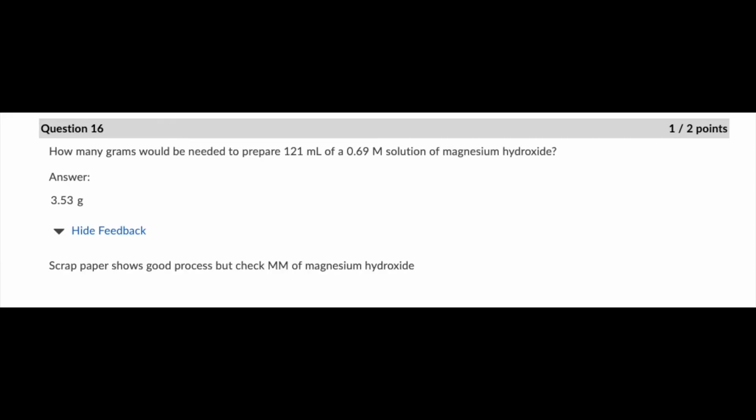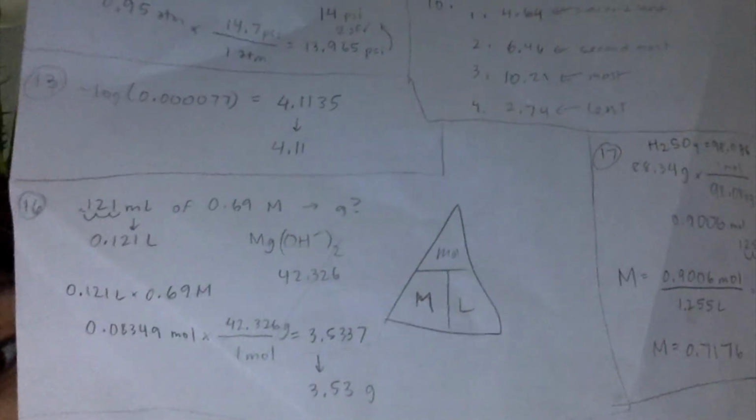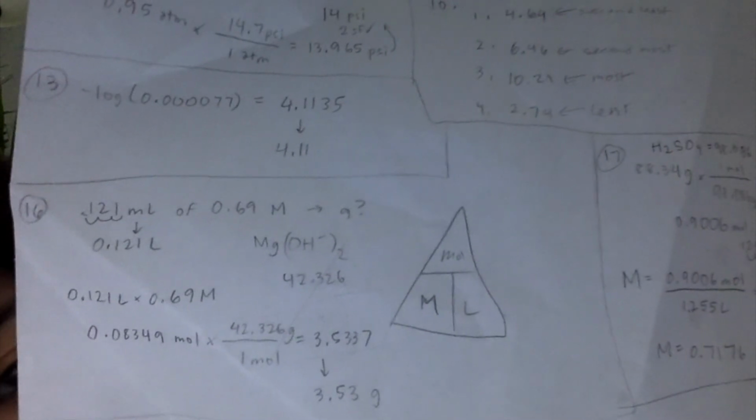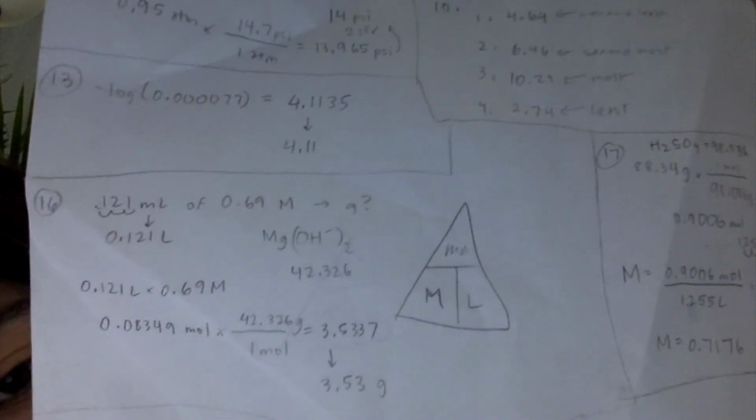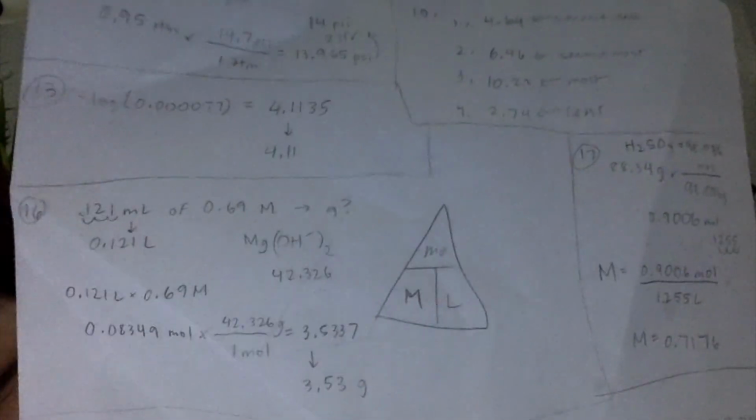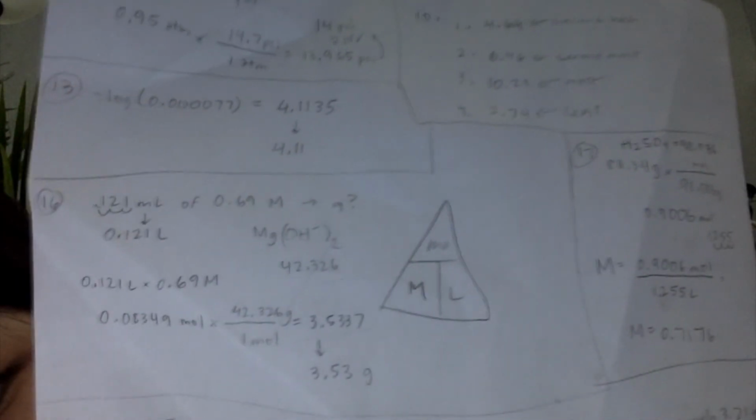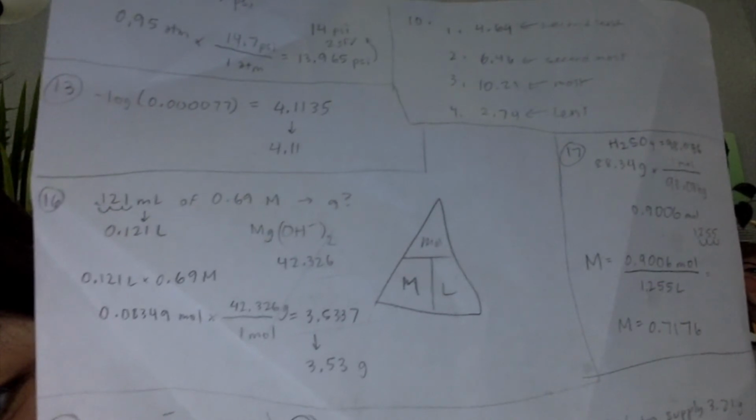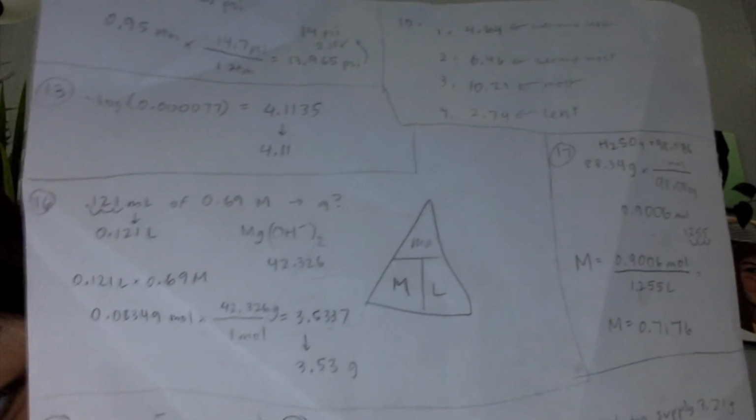And here's my third and final mistake. How many grams would be needed to prepare 121 milliliters of a 0.69 molar solution of magnesium hydroxide? So here's my math, it's number 16 right here. I first converted the amount in milliliters to liters, and I used this little pyramid example from my tutor. Basically, it helps you look for a remaining value that you need. So let's say you're looking for moles, then you would do the molarity times liters.